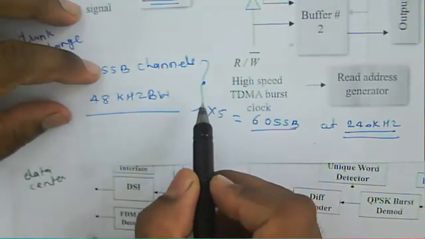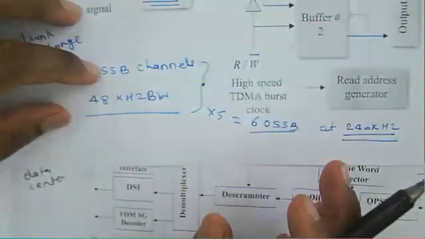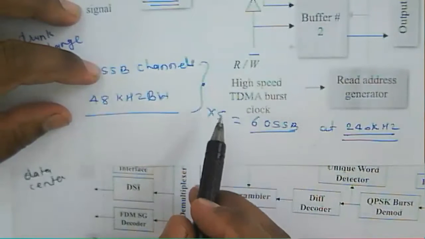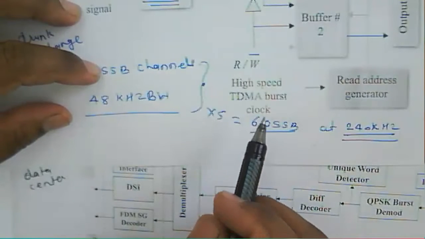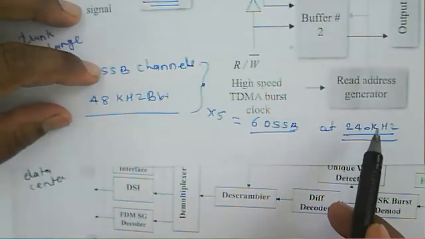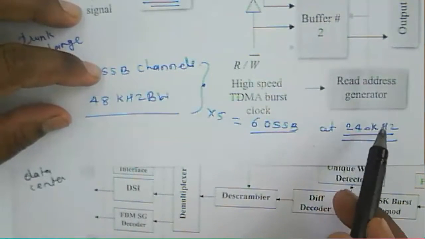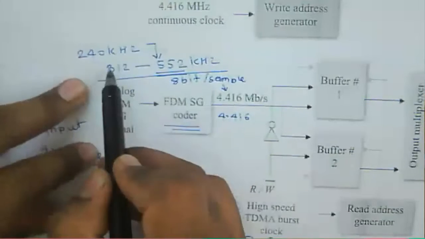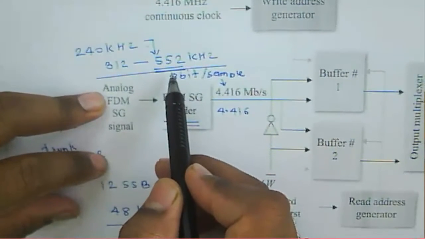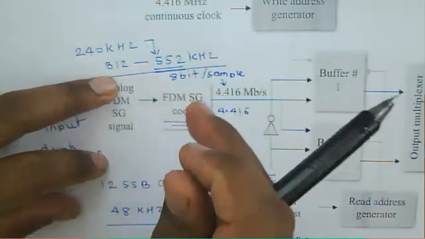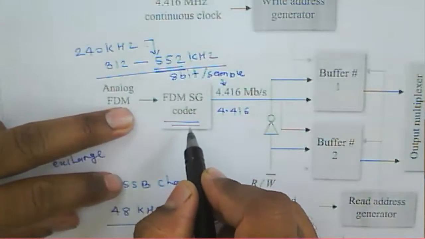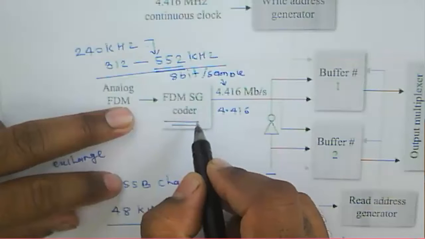When we transmit this supergroup signal through this TDMA system, we can say that it requires 240 kilohertz of signal in the frequency range of 312 to 552 kilohertz. So we'll get a digitized output using this particular coder.